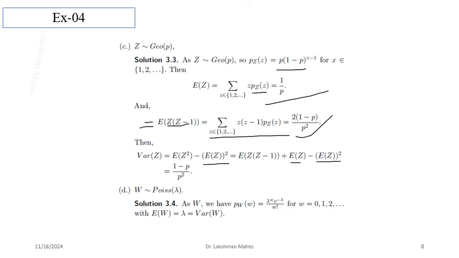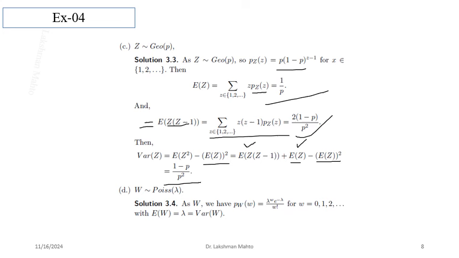So for the variance, you have computed 2 into 1 minus p divided by p square. You have the expectation of Z, which is 1 by p, and its square is 1 by p square. You have already seen these computed. Substitute all these values here, and you will get the variance of Z as 1 minus p divided by p square. These are a little bit technical algebra, you should do that.